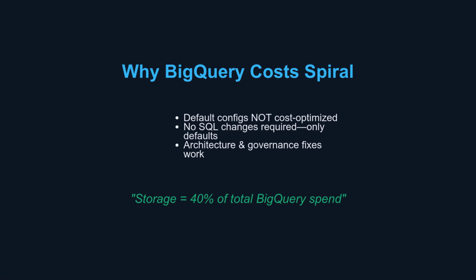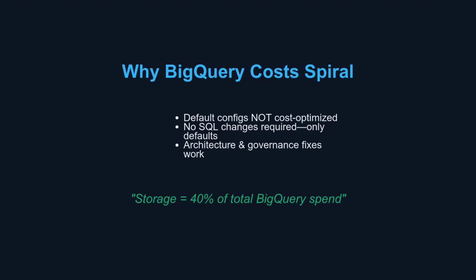First, let me explain why BigQuery costs spiral. BigQuery is incredibly powerful, but here's the problem. The default configuration assumes unlimited budget. You're paying for storage you don't need. You're computing at times you don't need. And you're importing data you could query directly. The good news? You don't need to change a single line of SQL. The fixes are at the architecture level: governance, defaults, and smart infrastructure design.